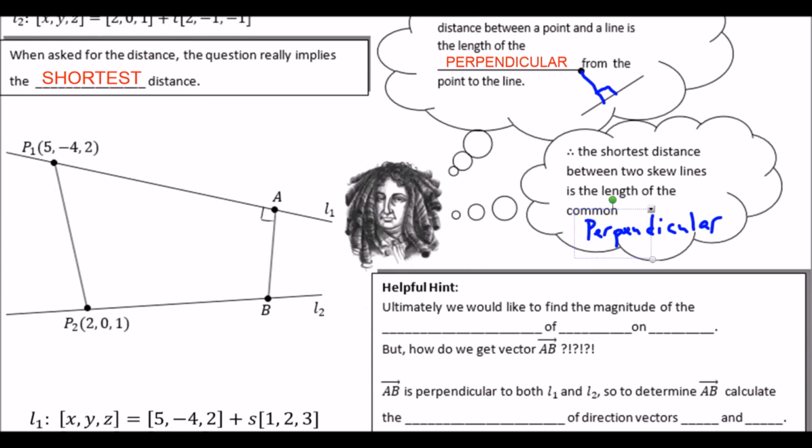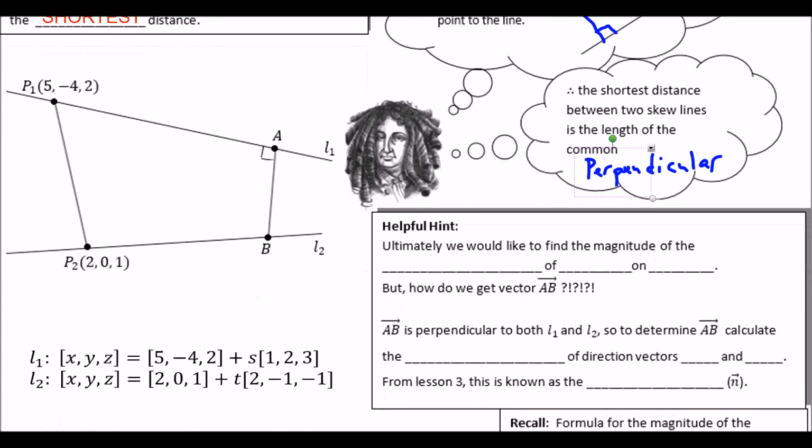Point 1, point 2, and then here I've got this guy here. Now this right here is the shortest distance, this AB. But I've got to figure out that distance there. So how do I do that?